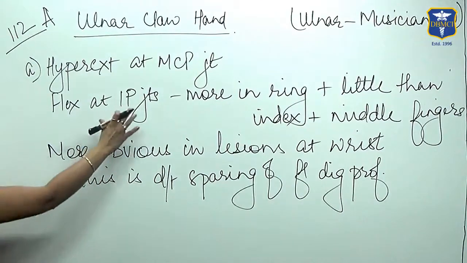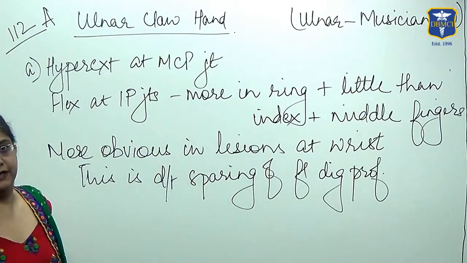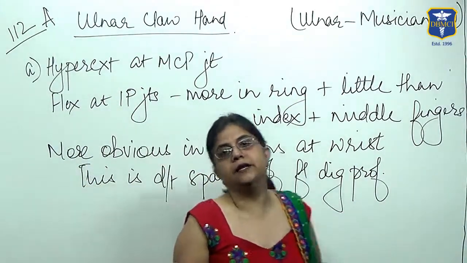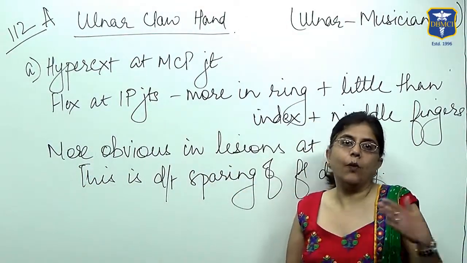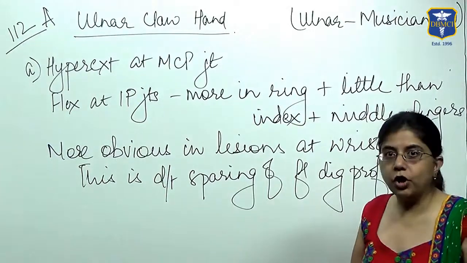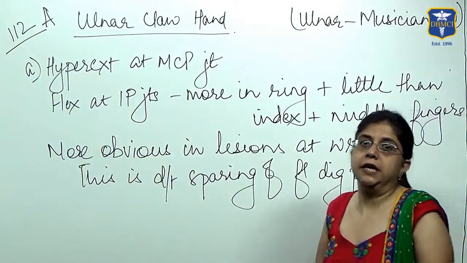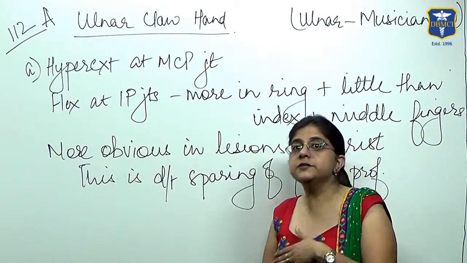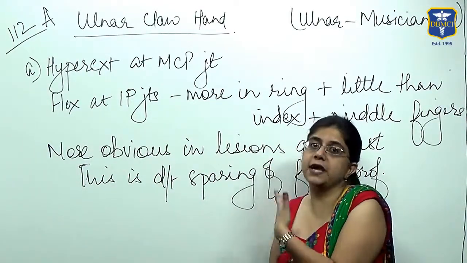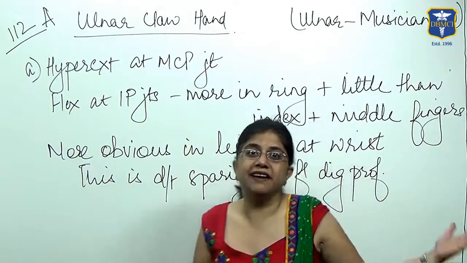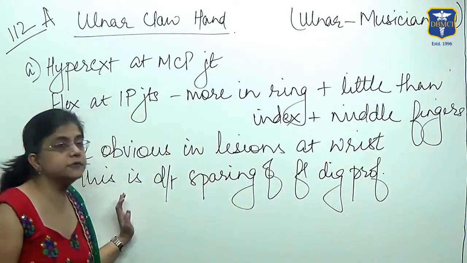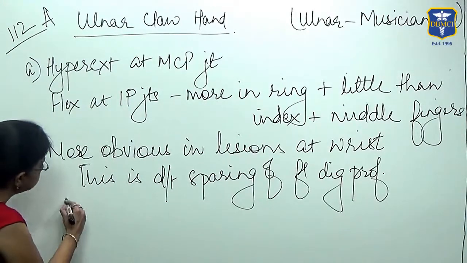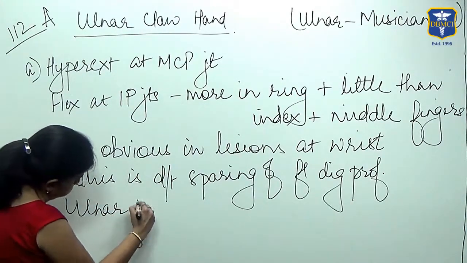So this leads to flexion of the terminal phalanges, and this phenomenon is called the ulnar paradox. Why is it called the ulnar paradox? Because a lesion which is occurring more distally is producing more signs and symptoms. The signs and symptoms are more pronounced in a distal level injury. So this is the ulnar paradox.